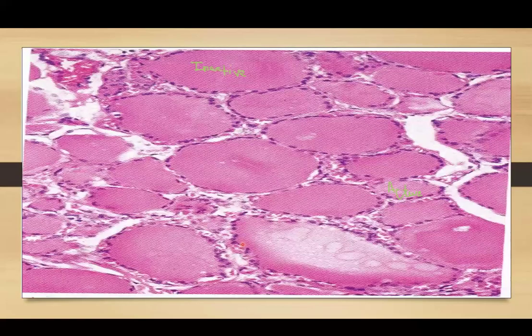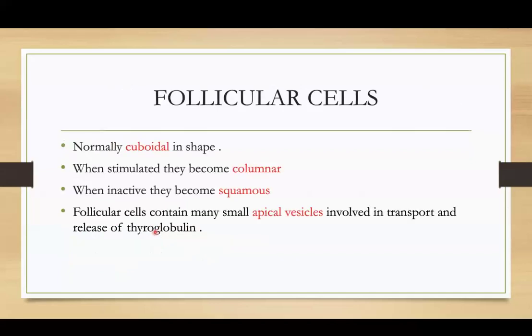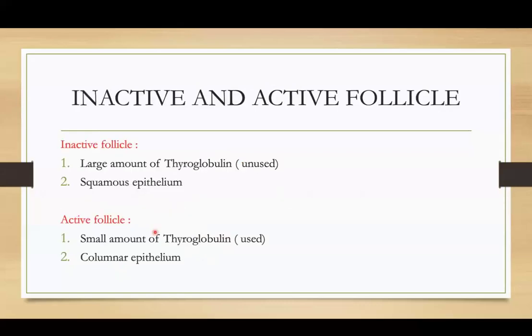I think it's easier to understand over here. This is inactive. You can see it's very large. You can't really tell the type of epithelium here because the magnification isn't high enough, but you can tell that this is super large and then this one is super small. So the small one is active because it's been used up, and the large one is inactive because it hasn't been used up earlier. But you need to remember that the inactive one is squamous because it's lazy and shrank, and then the active one is columnar because it's more active and it grew from cuboidal to columnar. But the normal follicle, which is just in between, is going to be cuboidal in shape.